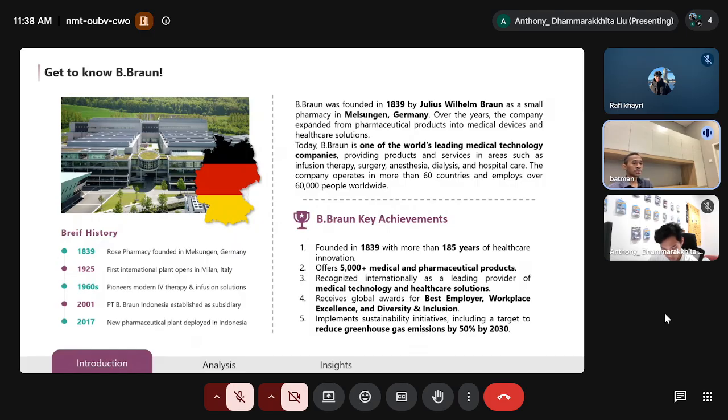The company operates in more than 60 countries and employs over 60,000 people. It offers more than 5,000 medical products, has more than 185 years of experience, and also has a strong goal for sustainability: to cut greenhouse gas emissions by 50% by the year 2030.